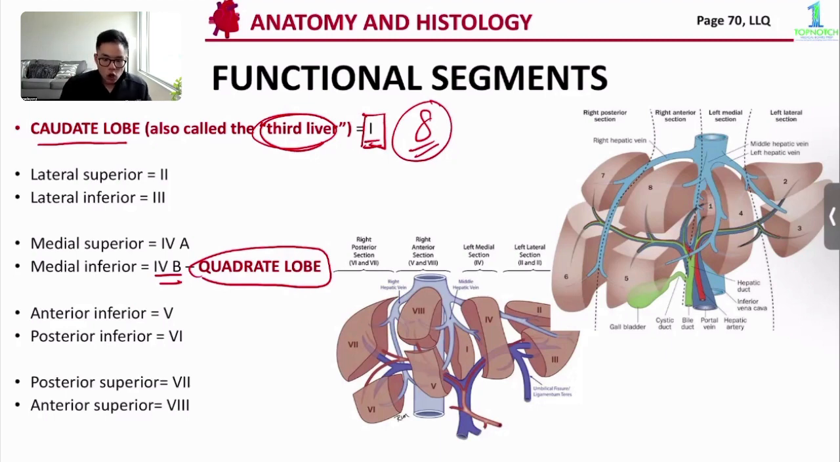Okay, so the caudate lobe is actually between the right of the IVC and the porta hepatis.